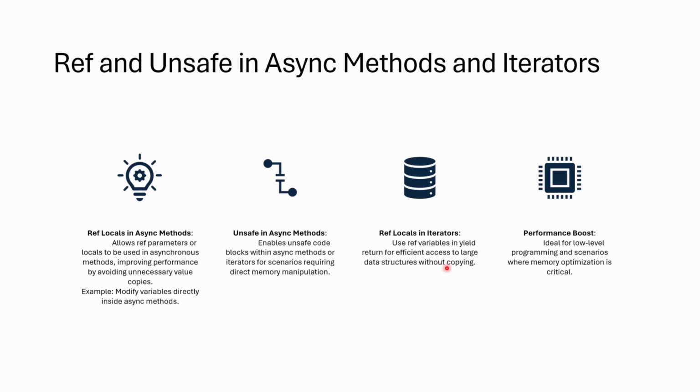Lastly, iterators. You can now use ref in yield return, allowing efficient iteration over large data structures without duplicating the data. This feature overall improves the performance of low-level programming and scenarios where memory optimization is critical.